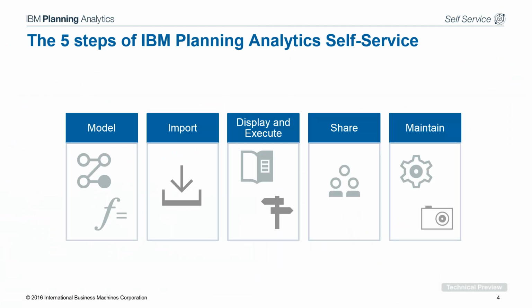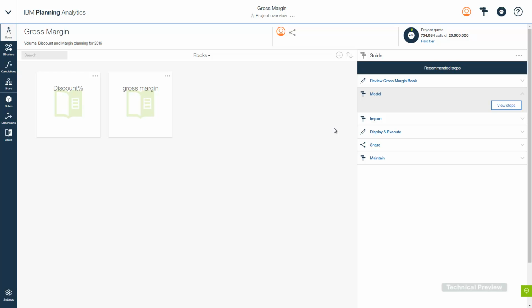The guide in this template will lead us through the 5 steps of self-service: model, import, display and execute, share and maintain. And in this series of videos we'll lead you through each of those steps in more depth. For now, we're going to focus on the model step. Let's now go ahead and use the guide to examine the model steps.